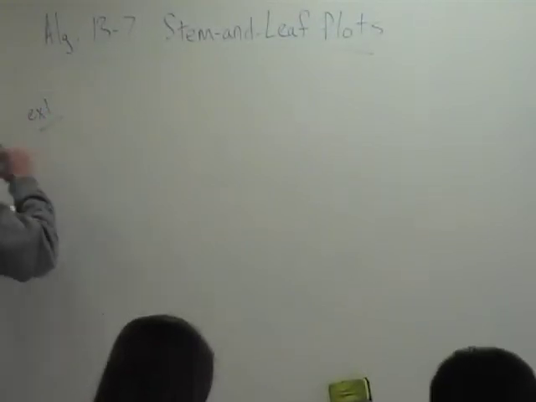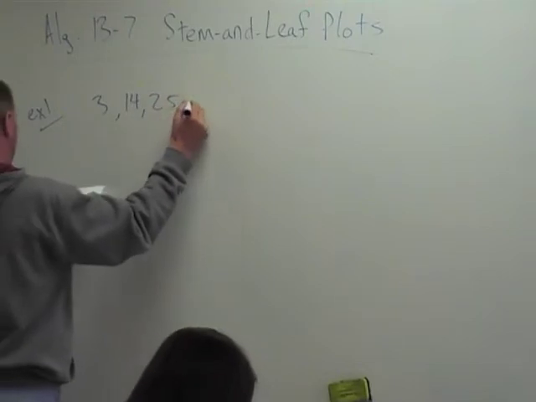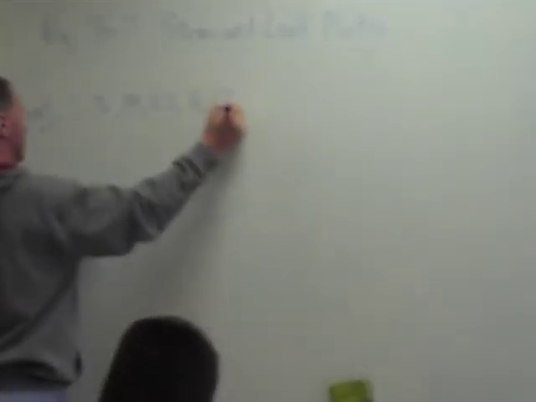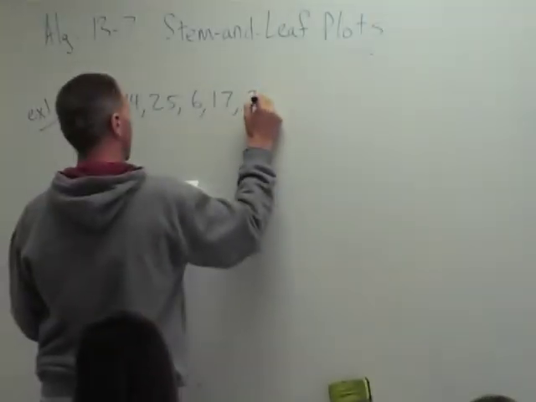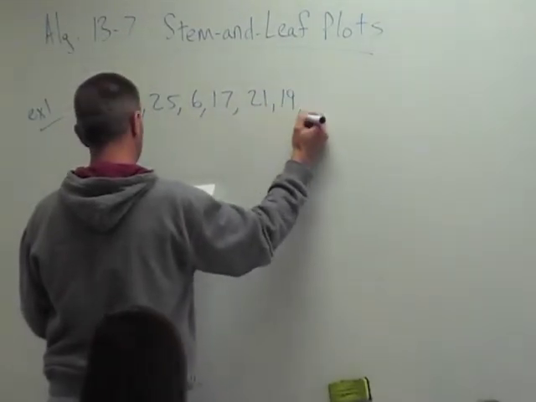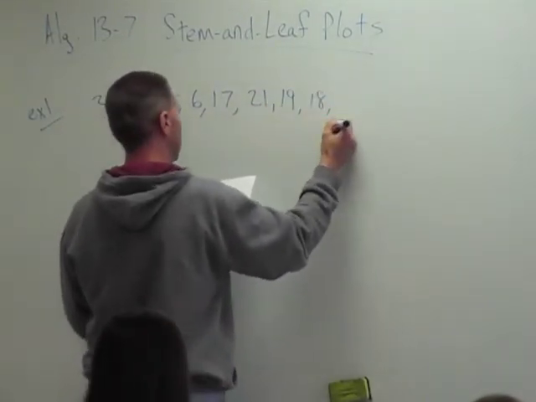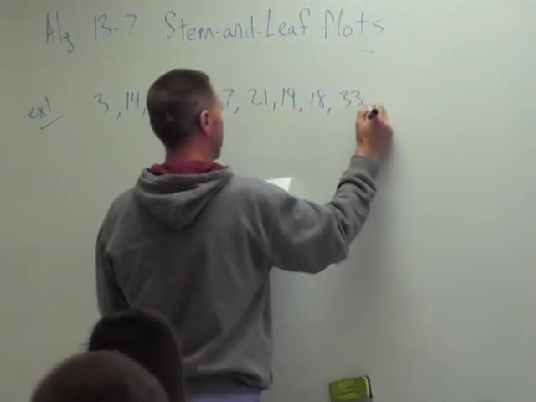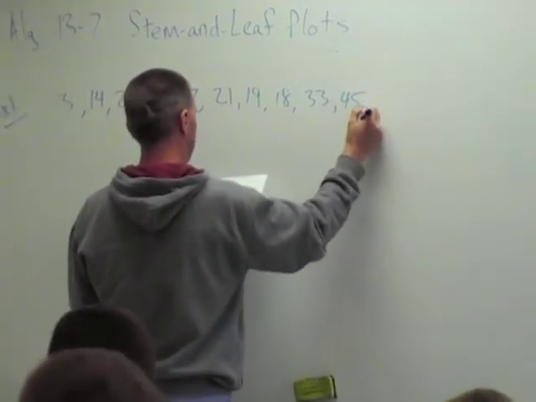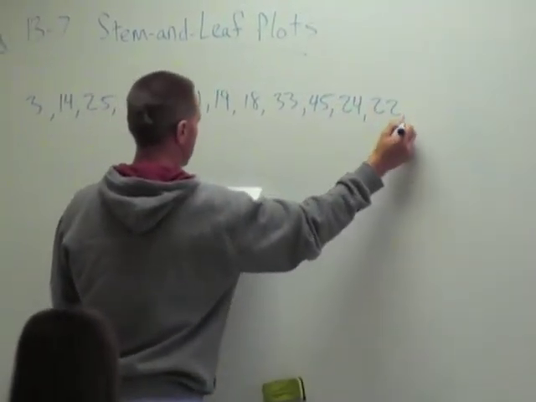If you got a whole bunch of numbers: 3, 14, 25, 6, 17, 21, 19, 18, 33, 45, 24, 22, and 11.